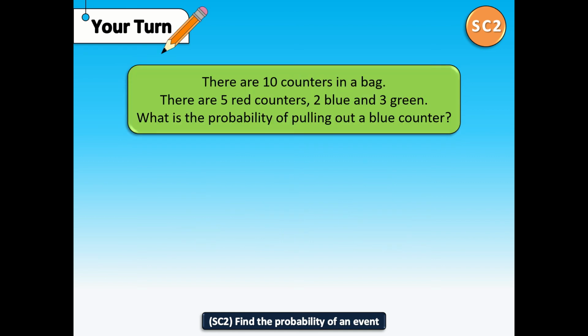Here's a question for you to have a go at. Pause the video, and when you're ready to see the answer, press play. So this question says, what is the probability of pulling out a blue counter? So there are 2 blue counters out of 10. So the probability is 2 out of 10.